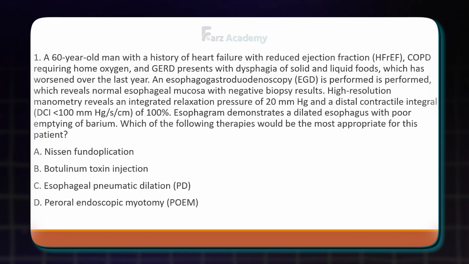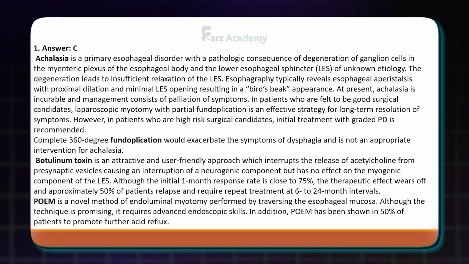So what exactly is happening in this patient? This is a typical case of achalasia. It is a primary esophageal disorder with pathological consequences of degeneration of ganglionic cells in the myenteric plexus of the esophageal body and lower esophageal sphincter of unknown etiology. This degeneration leads to insufficient relaxation of the lower esophageal sphincter.